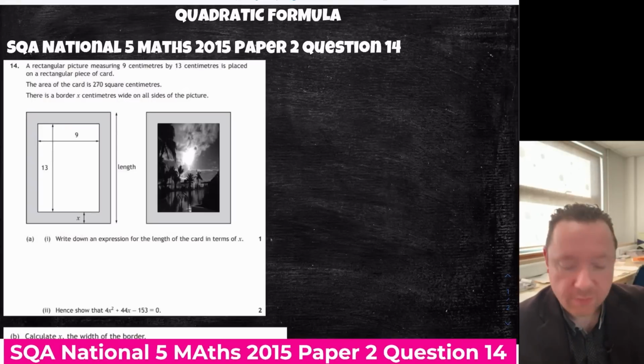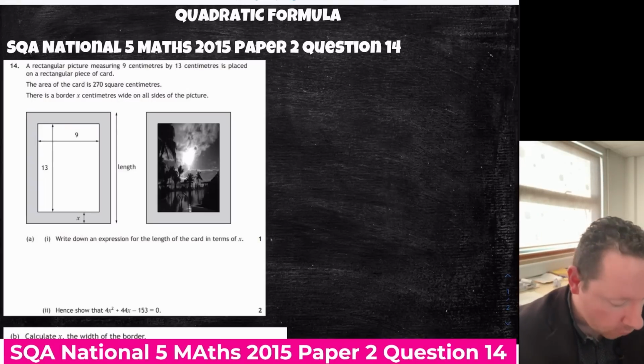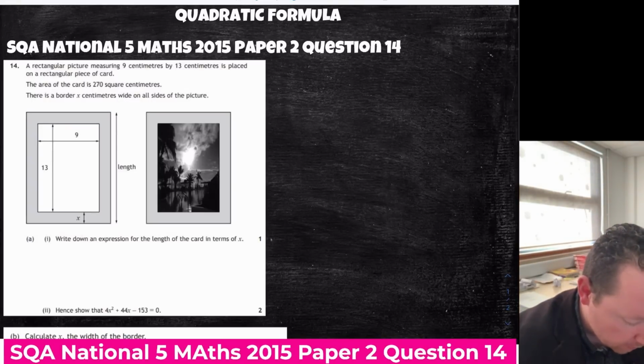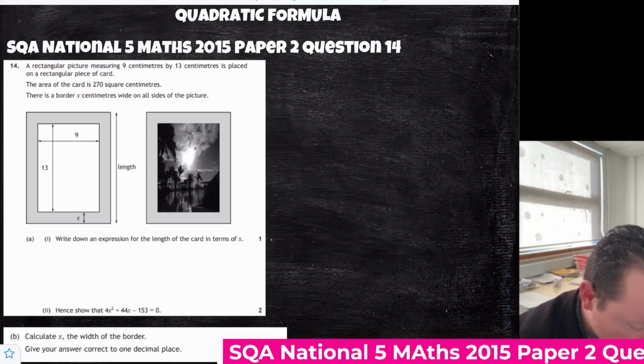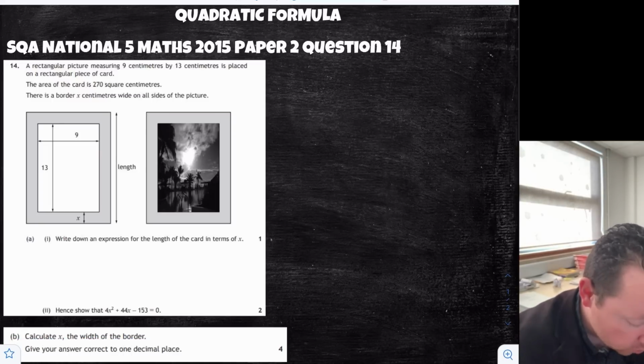SQA National Maths 2015, paper 2, question 14, the quadratic formula. A rectangular piece of card measuring 9 by 13 is placed on a rectangular piece of card. The area of the card is 270, the border x wide all the way around. Write an expression for the length of the card in terms of x.